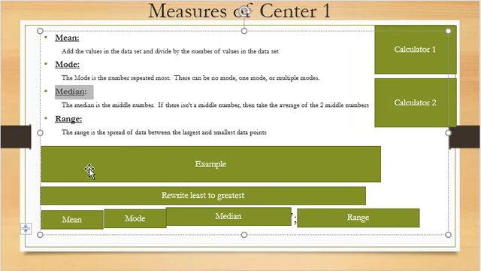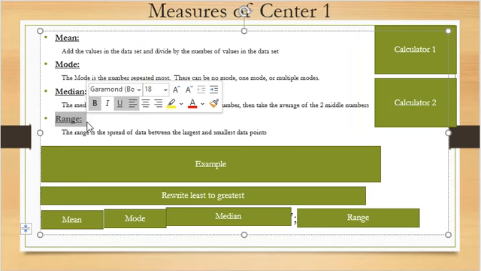Your median is the middle number. And if there isn't a middle number, then take the average of the two middle numbers. If you have an odd number of data values, your median is going to be that middle number. If you have an even number of data values, that's when you're going to take the two middle numbers, add them together, and divide by 2.